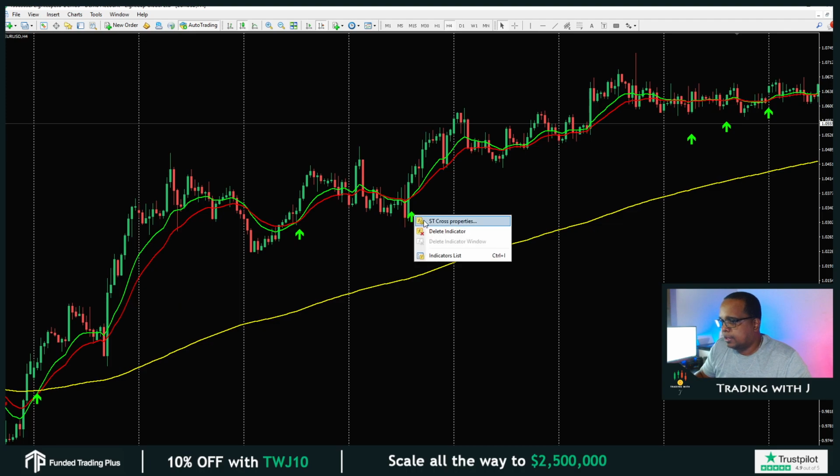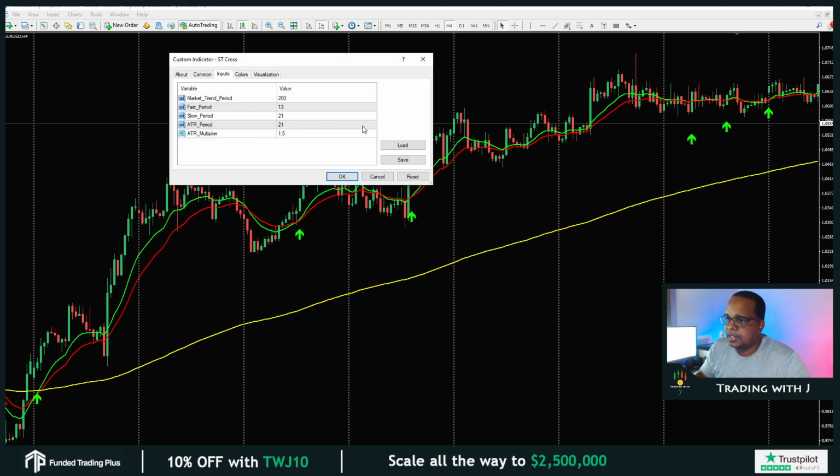If we go back into the indicator itself, you'll see we have the ATR period and the ATR multiplier. So if you know what the ATR does, it calculates the average true range of a bar using X amount of bars to calculate it. So in this instance we use 21 bars, so it checks the high and the low for the last 21 bars, adds them all up together, and then divides by 21 to get the average bar, right?